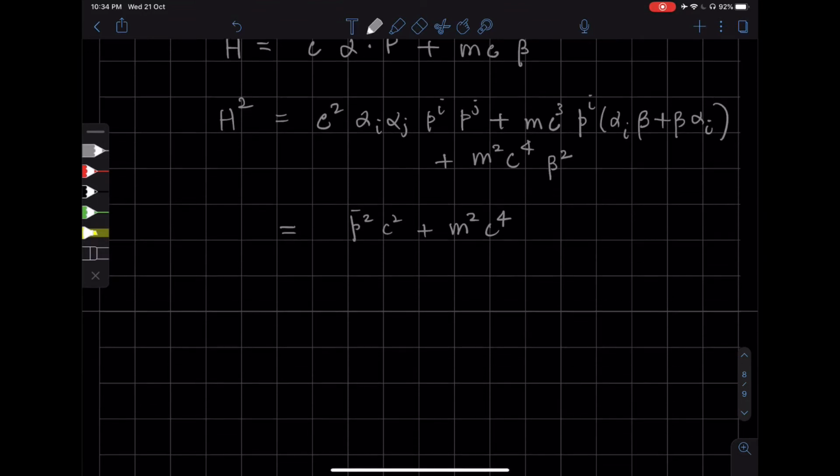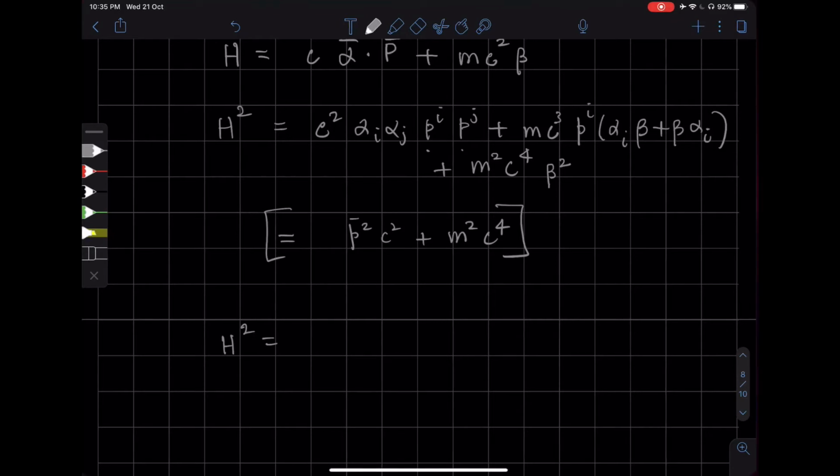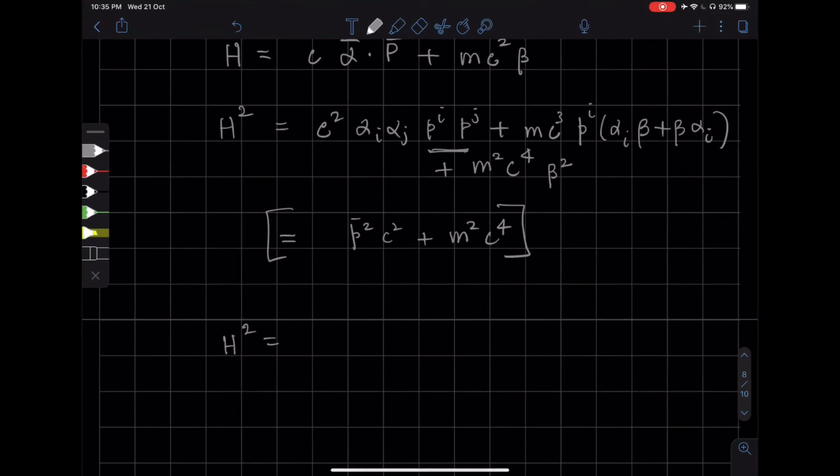But that is only going to happen if these matrices satisfy certain conditions. So what are those conditions? To see that, let's rewrite H squared. Now see that these are just numbers, so they commute. So this part of the first term is symmetric in i and j.